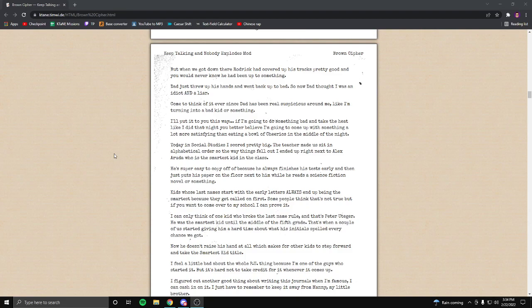The teacher made us sit in alphabetical order, so the way things fell out, I ended up right next to Alex Aruda, who was the smartest kid in the class. He's super easy to copy off of because he always finishes his tests early and then just puts his paper on the floor next to him while he reads a science fiction novel or something. Kids whose last names start with the early letters always end up being the smartest because they get called on first. Some people think that's not true, but if you want to come over to my school, I can prove it. I can only think of one kid who broke this last name rule, and that's Peter Udiger.